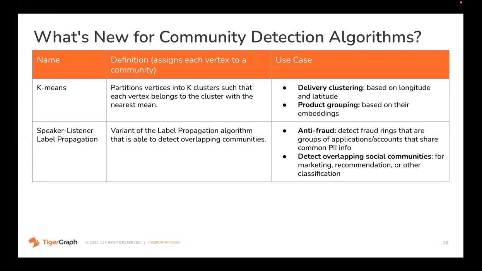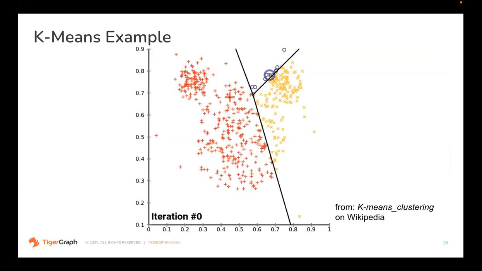You might just say, well, these people form a group. They're dense, they form a group. Those other people are kind of scattered. They don't really belong to any group. Speaker-listener looks at the case where groups can actually overlap.